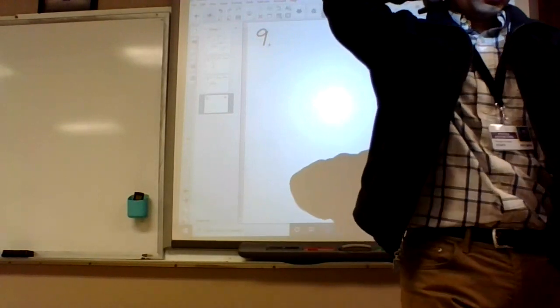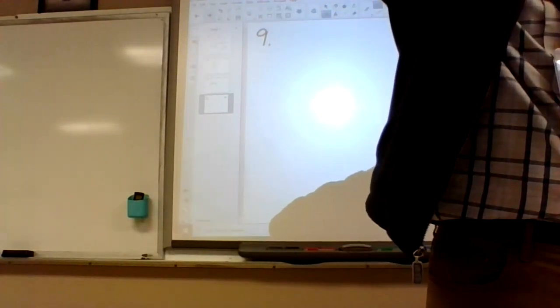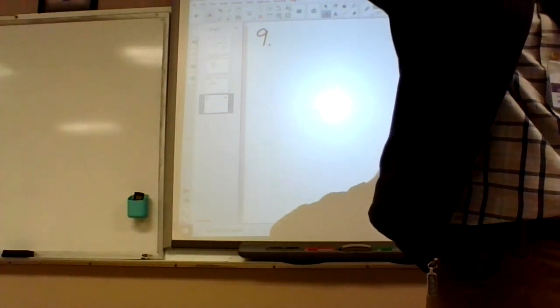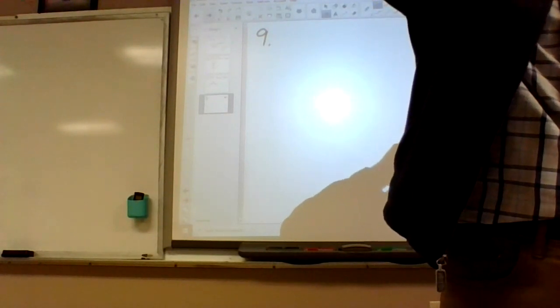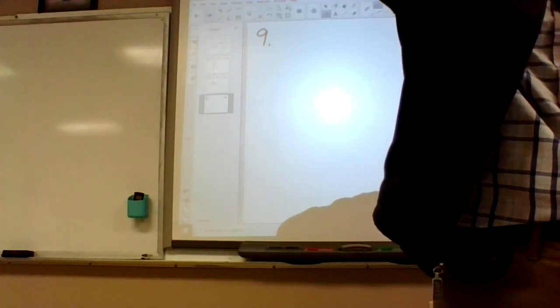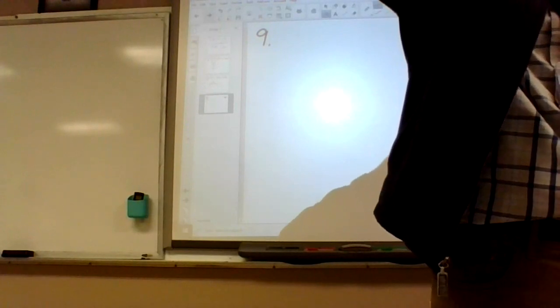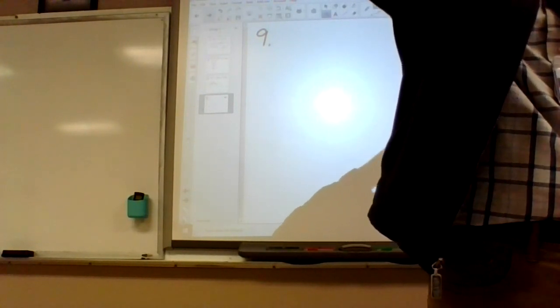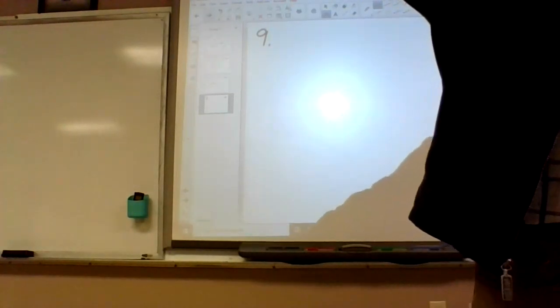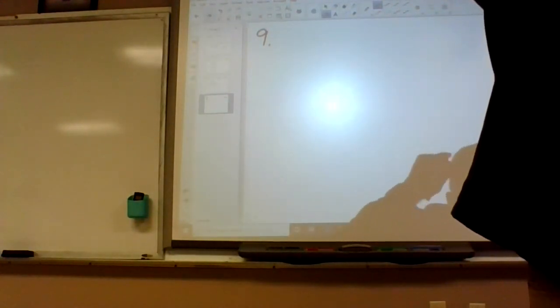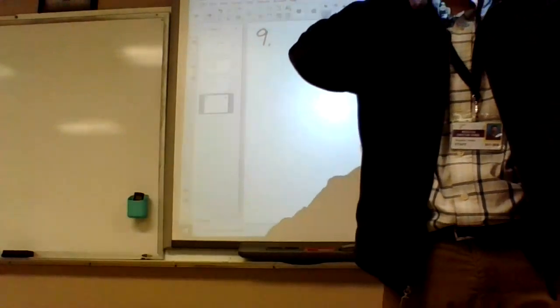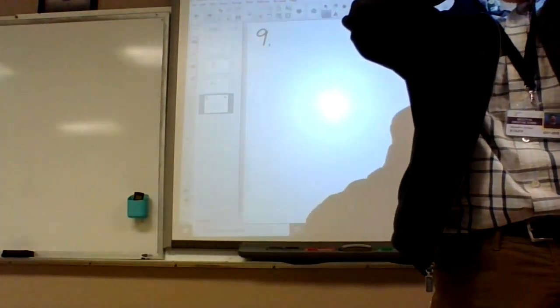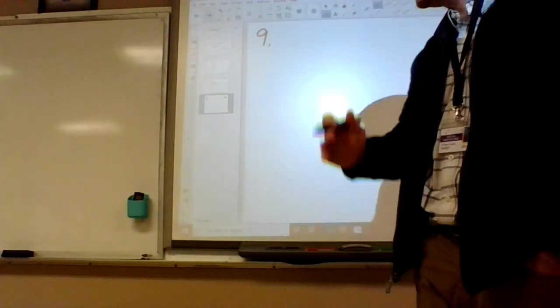Okay, number 9. Where's the vertex going to be on number 9? What does the minus 2 in the parentheses do? Moves it right 2. Just like on number 3, the vertex was at negative 3, 4. So on 9, the vertex is going to be right 2, up 0. So it's at 2, 0.